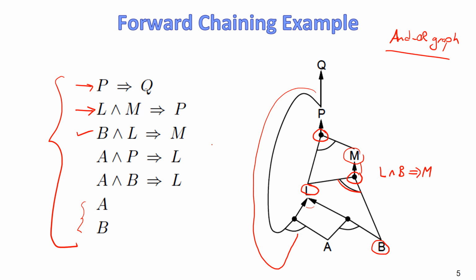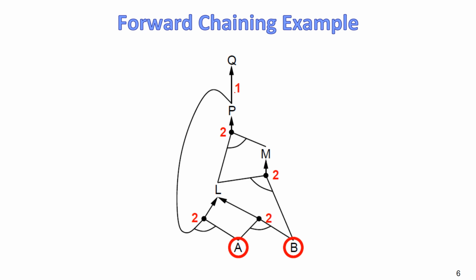Okay, so now from the knowledge base we have this graph that shows how the rules, how the implication sentences are connected together. Now we are given a query Q, and we want to see if the query can be entailed from this knowledge base or not. Using forward chaining, we want to see whether we can entail Q or not. Now what are these numbers that are attached to the operations, to the dots here?